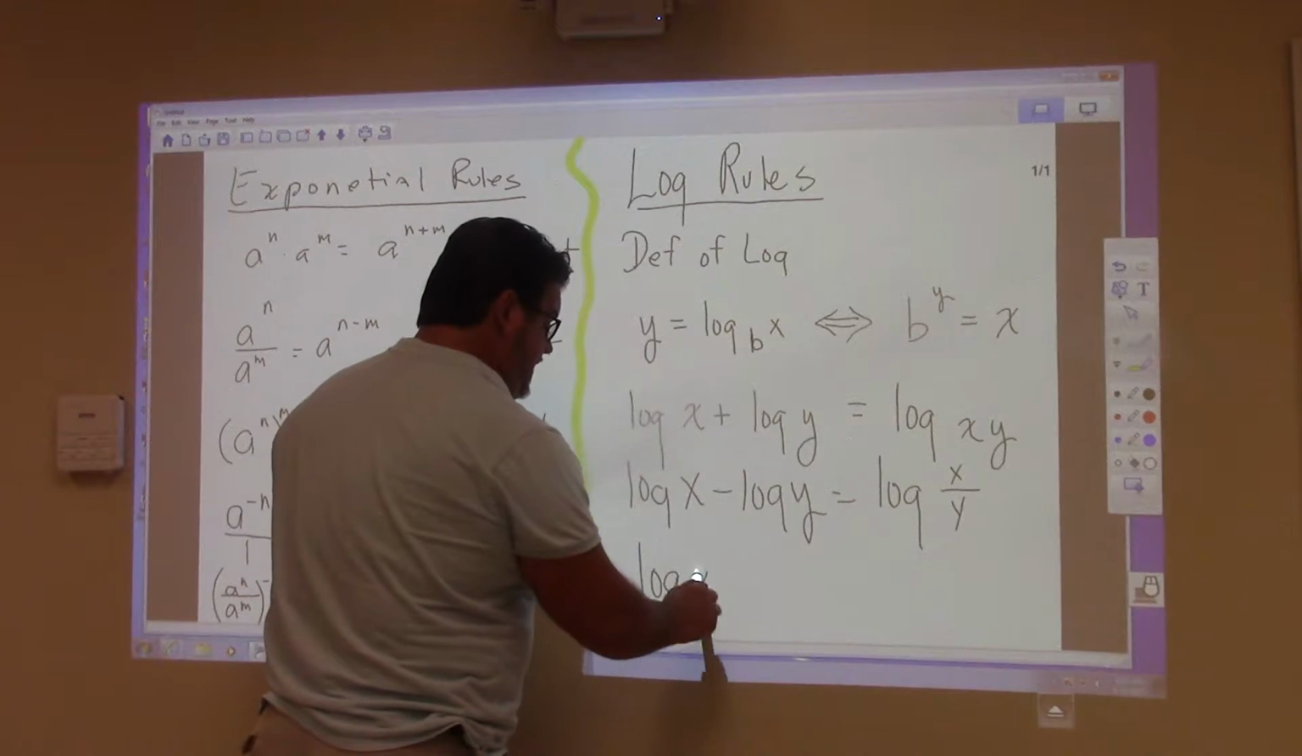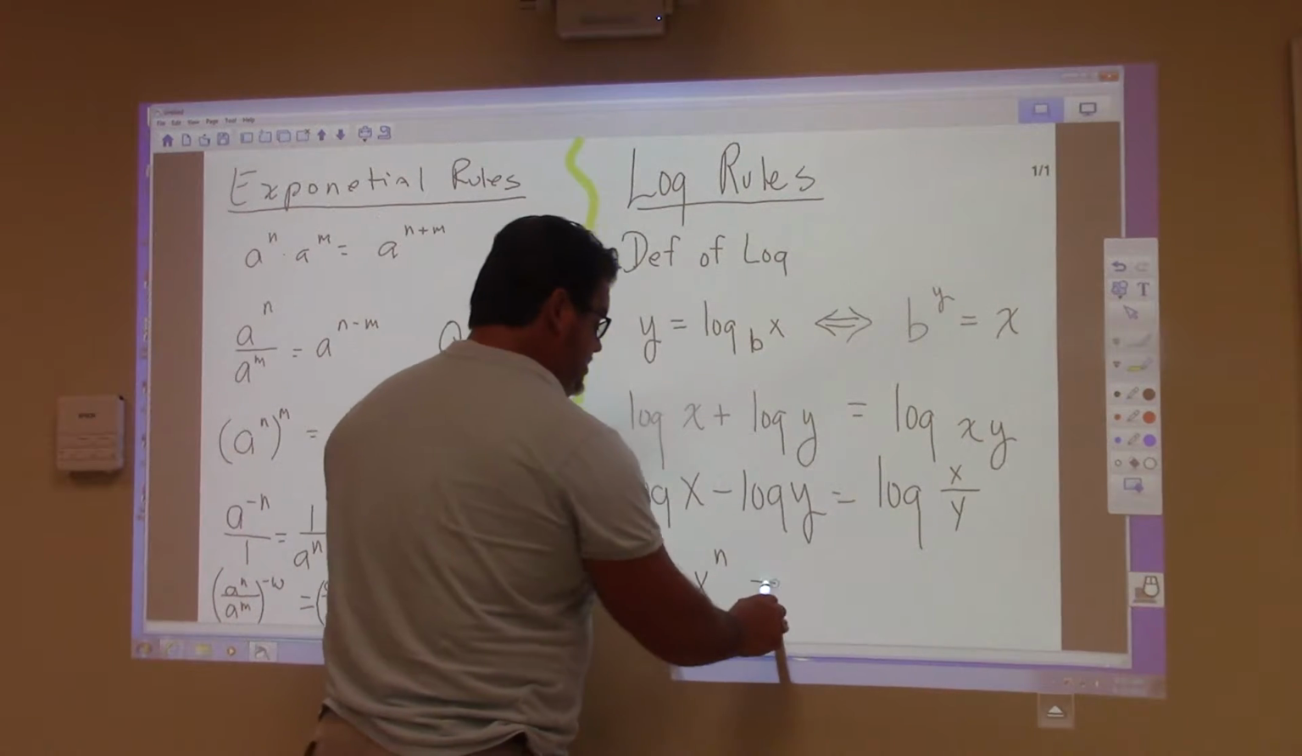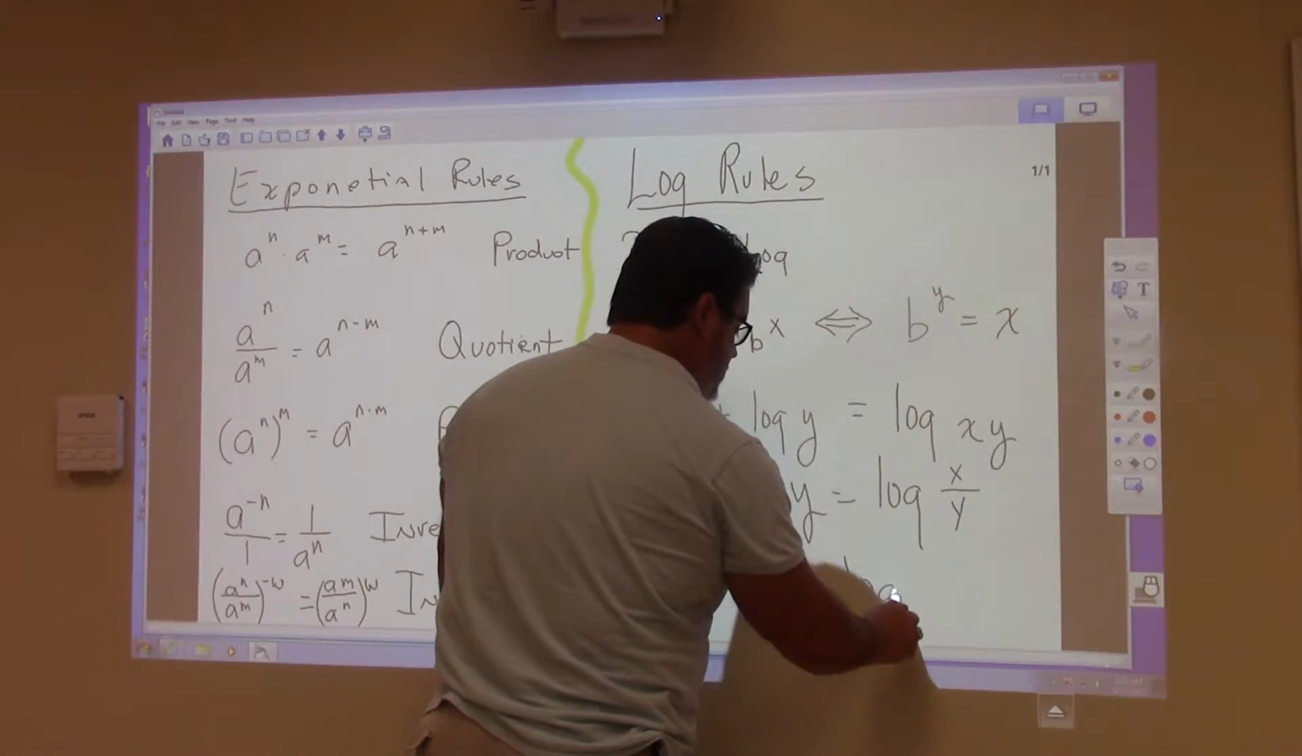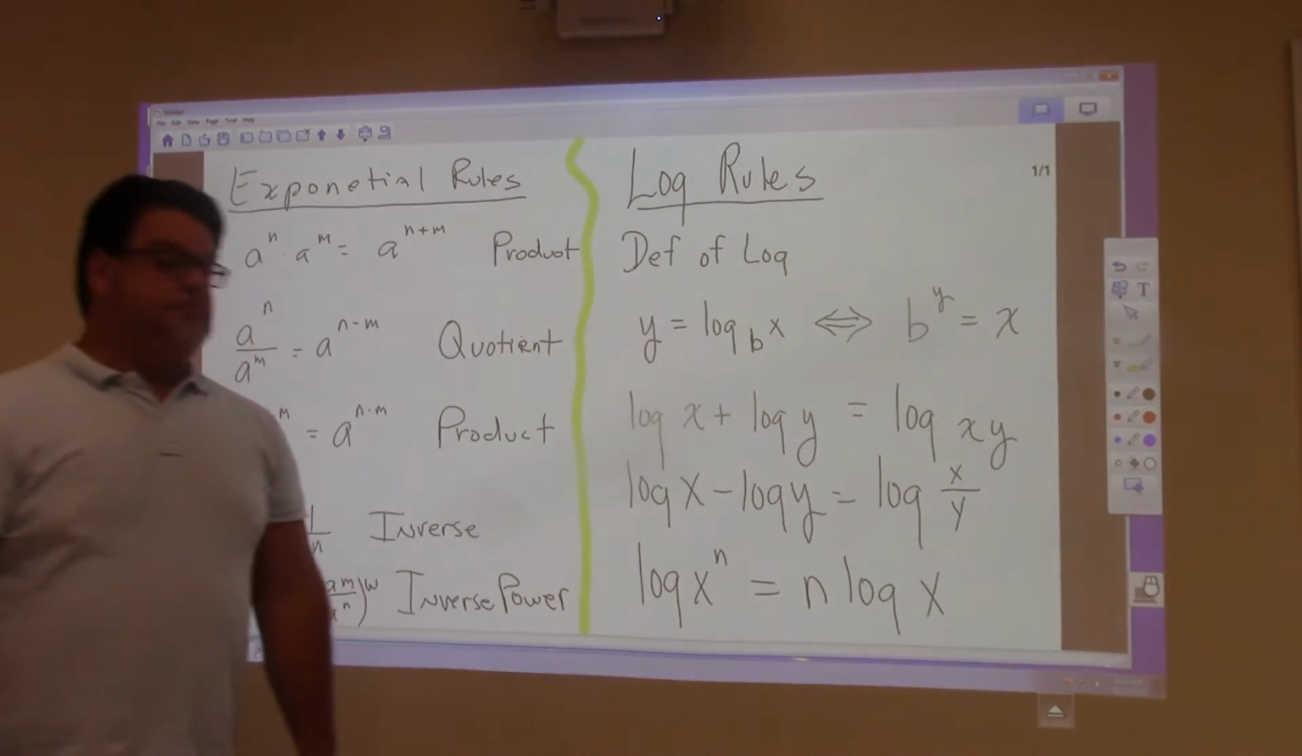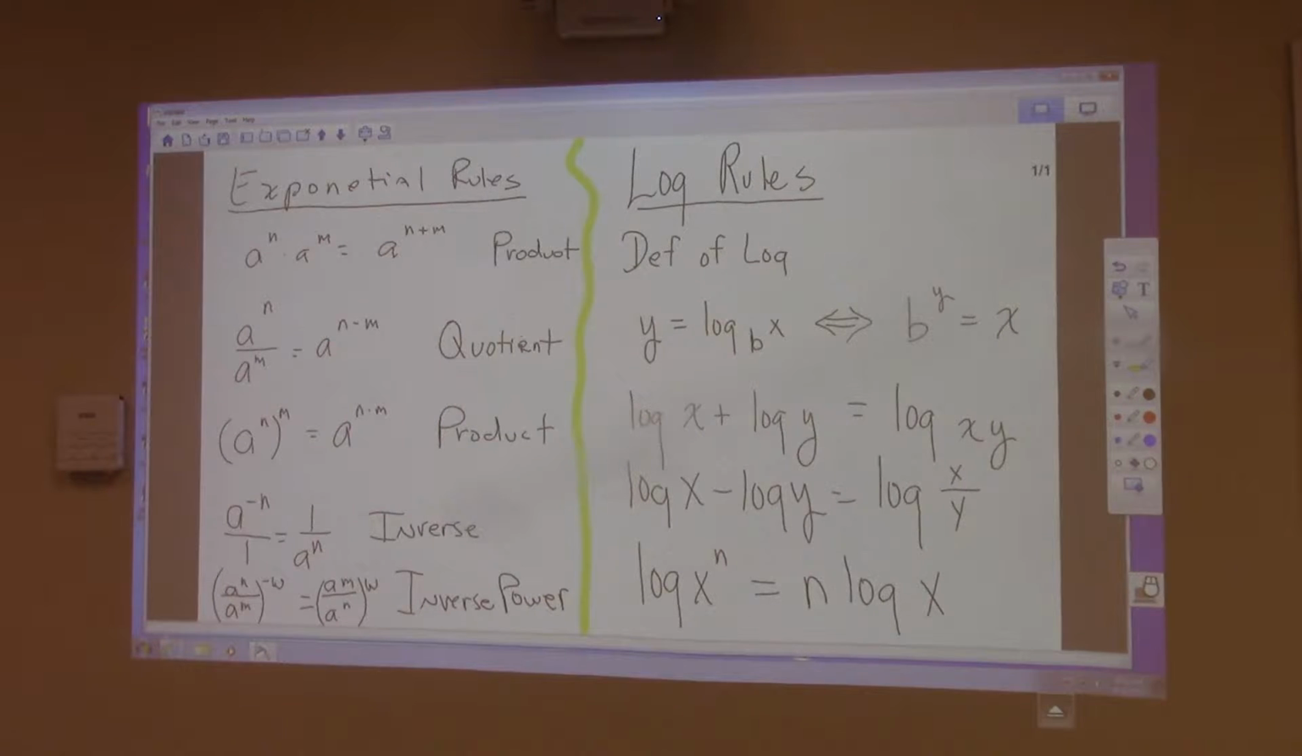Log of x to the n power is equal to n log of x. What do you think that's called? What is it dealing with? What moves? Exponent. The exponent. What else is an exponent called? Power. So what do you think it's called? The power. Power rule.